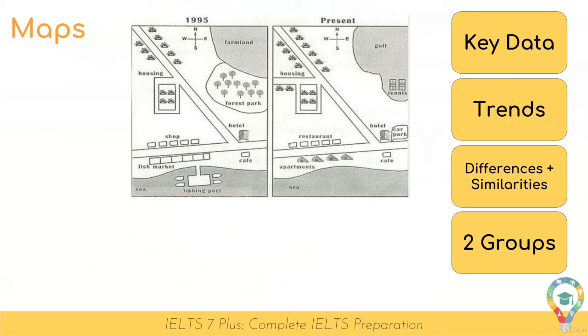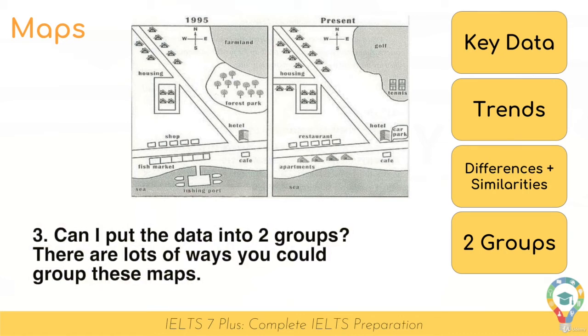How could you separate the map into 2 groups of data? Well, there are lots of ways that you could do this, but I would probably split the map into the top and the bottom. That way I'd be describing housing, farmland, forest park, golf and tennis courts together, and then the next group would be everything underneath that. But whatever way you can logically do it, it's completely fine and up to you.